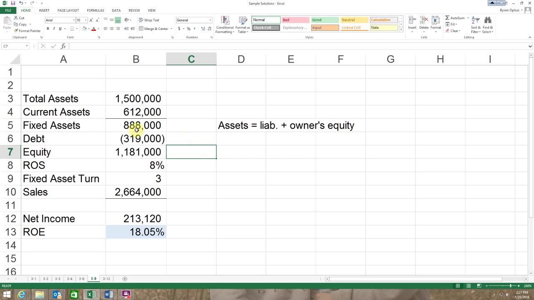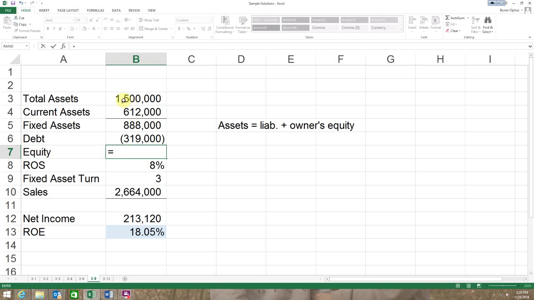Okay. So my total assets are $1.5 million, and that's equal to my liabilities, which are $319,000, plus my owner's equity. So to calculate my owner's equity, it's just the $1.5 million minus the $319,000. Now we've got to be careful when we're doing our formula here, right? Because I've got the $319,000 entered as a negative. And I'll make my mistake here on purpose.